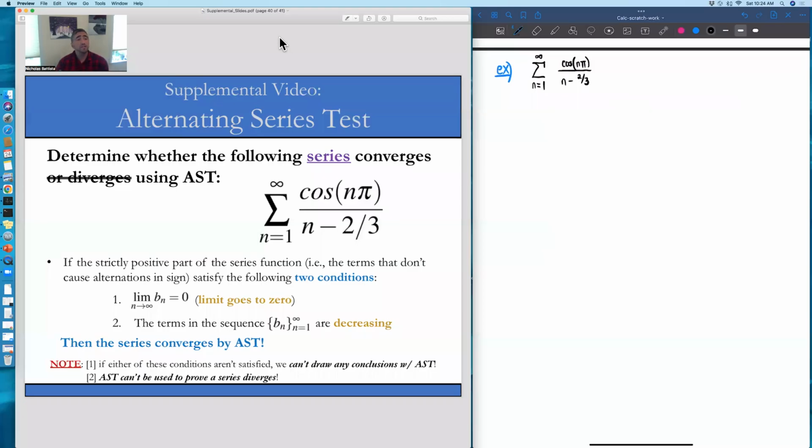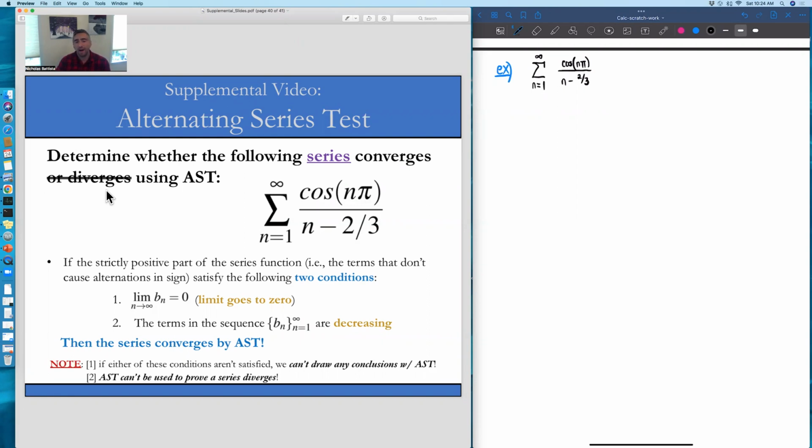So in this video, we're going to try to apply the alternating series test to help us determine whether the series converges. Now on this left-hand side, you might notice that I've crossed out "or diverges," and that's because the alternating series test can only tell us whether a series is possibly convergent. It can't tell us anything about a series if it diverges.